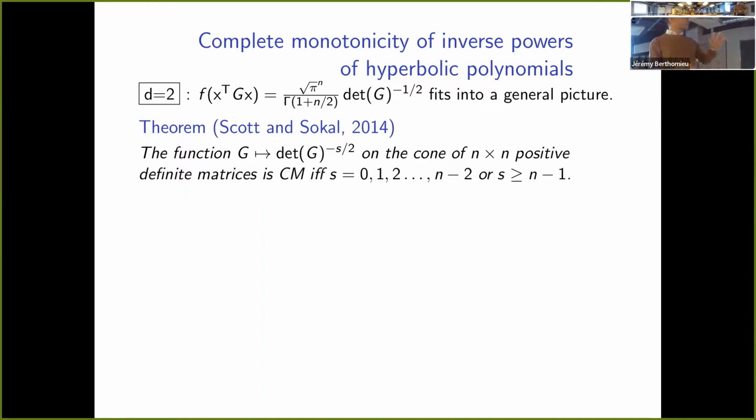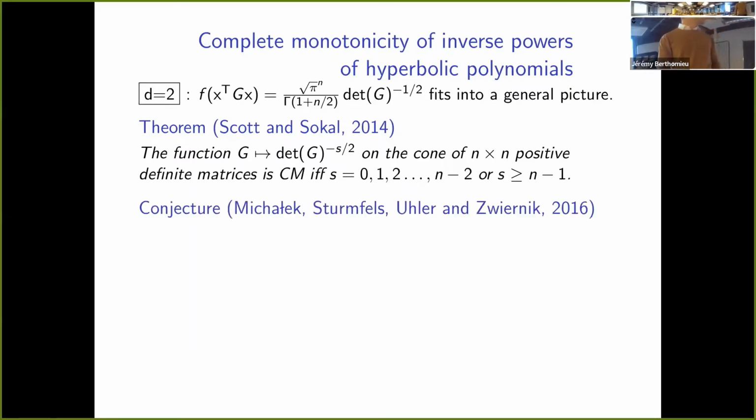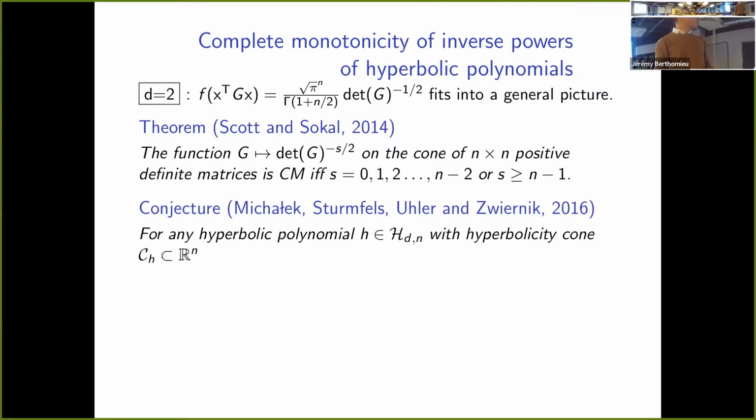So they characterize completely the set of exponents that you can take to obtain a completely monotone power of the determinant of a positive definite matrix. Okay, this is a very non-trivial result. And 2 years later, Mateusz Michalek, Bernd Sturmfels, Caroline Uhler, and Piotr Zwiernik formulated a conjecture motivated by some algebraic statistics problem.